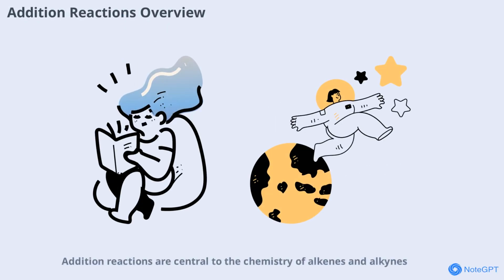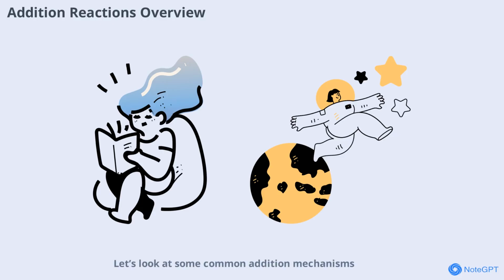Addition reactions are central to the chemistry of alkenes and alkynes. In these reactions, two atoms or groups add across a double or triple bond, converting unsaturated molecules into saturated ones. The mechanism varies depending on the reactants, but the key feature is the breaking of a pi bond and the formation of two new sigma bonds. Let's look at some common addition mechanisms, starting with electrophilic addition.